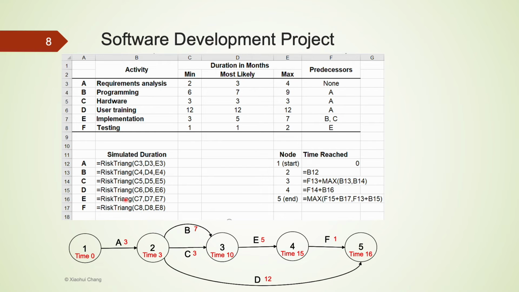To simulate the duration of these 6 activities, we use the risk triangle function as shown in column B. On the right-hand side, we have the time to reach each node, or each checkpoint.